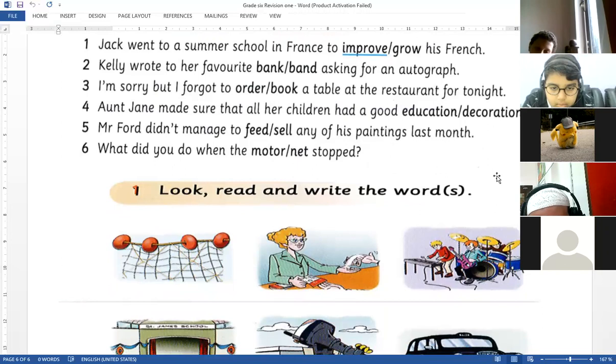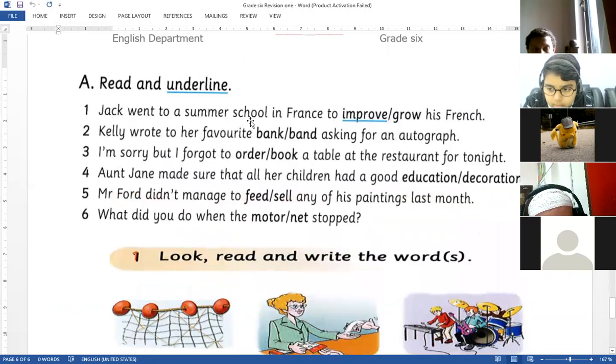Tamim, again from the beginning. Everybody, please get ready. Thank you, Asil. Tamim. Now, the first one, Jack went to a summer school in France to do what? Improve his French. Kelly wrote to her favorite band. What is a band? A group of people who play music. Okay, a group of people who play music.